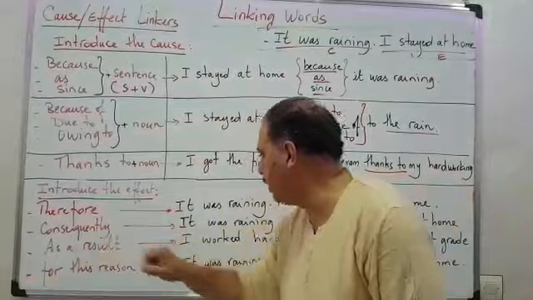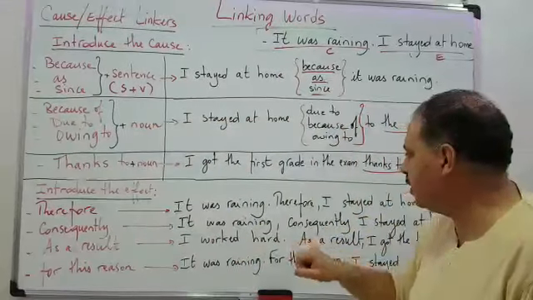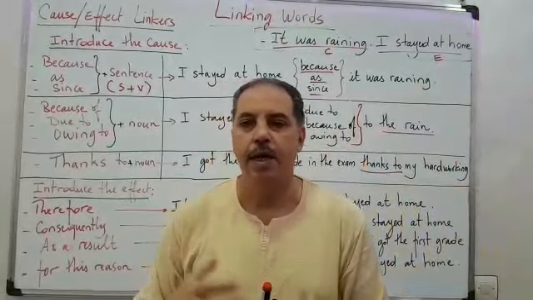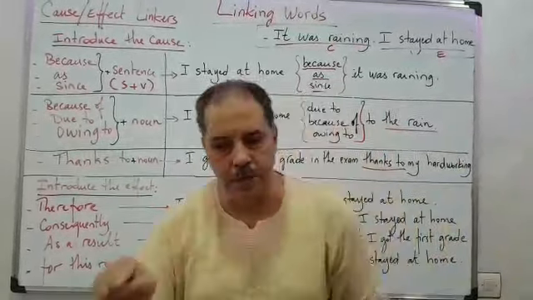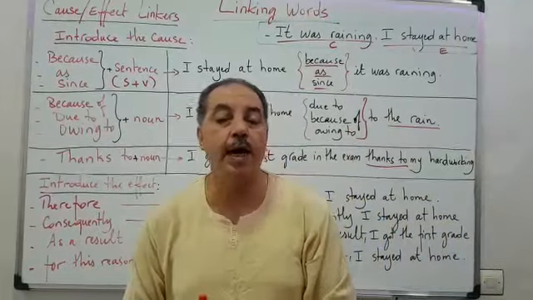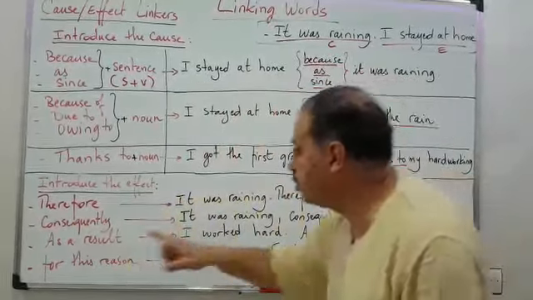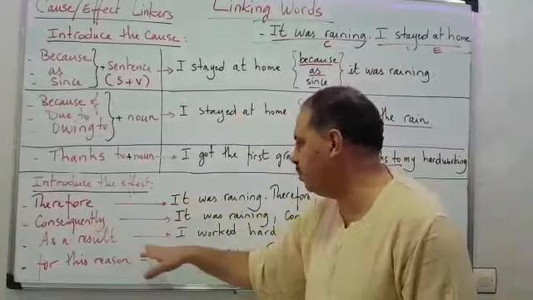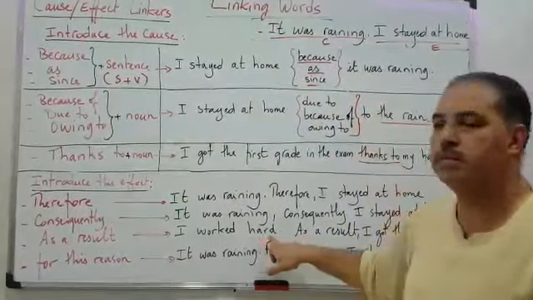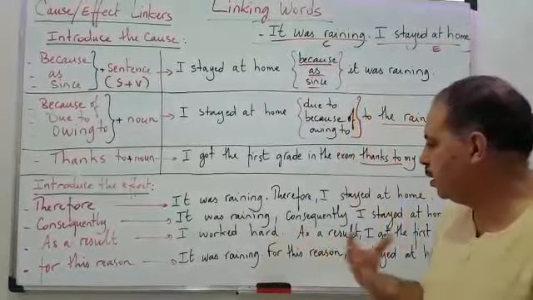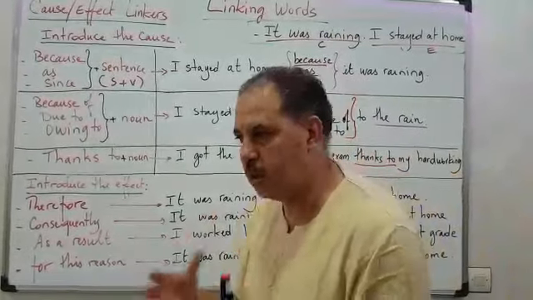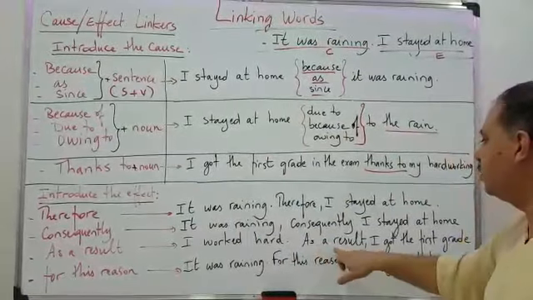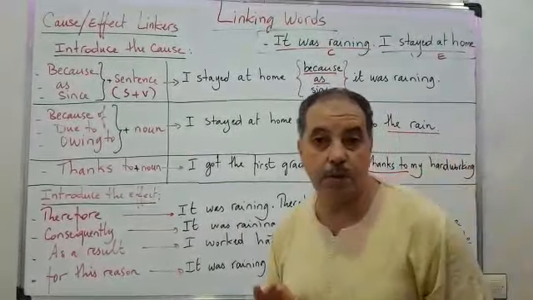Consequently, look, it was raining, comma, consequently I stayed at home. We can also say it was raining, full stop. As a consequence, I stayed at home. As a result, I have chosen another example here, sorry. I worked hard. As a result, I got the first grade.